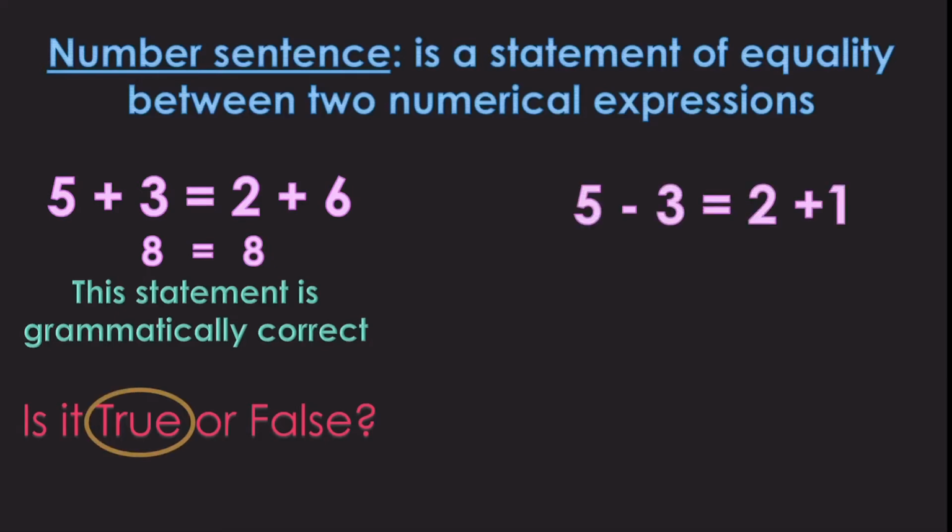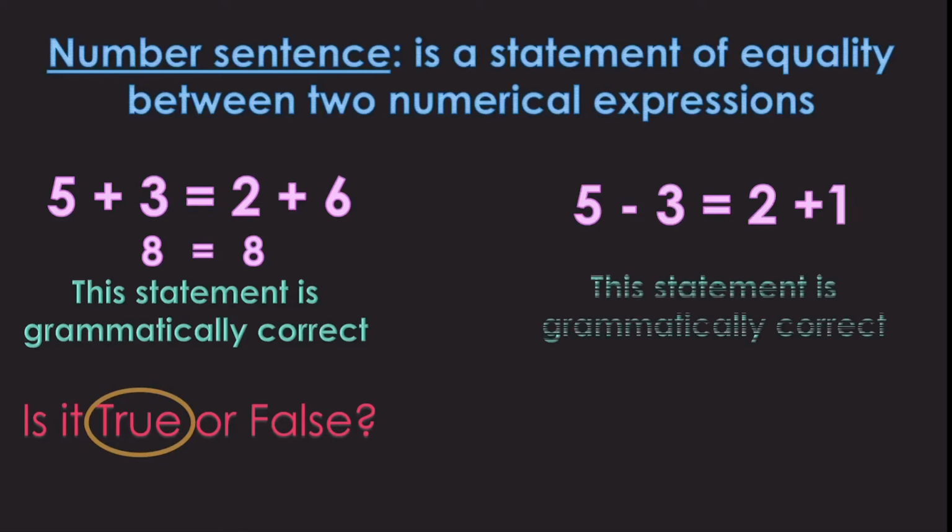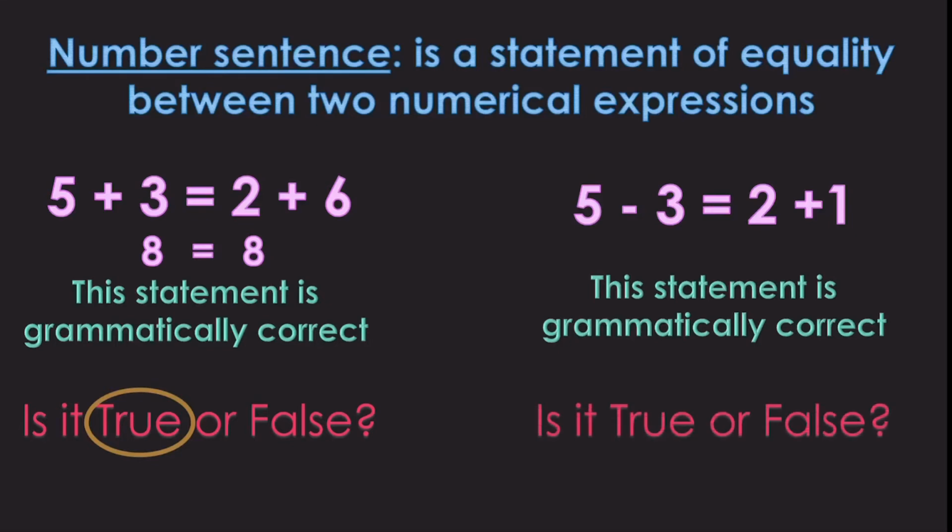Let's look at this one. 5 minus 3 equals 2 plus 1. It's grammatically correct. 5 minus 3 equals 2 plus 1. That's the way you read it. That's perfect. But is it true or false? You've got to go work it out. 5 minus 3 is 2. 2 plus 1 is 3. Therefore, they're not equal. Do you notice the sign I wrote? You need to state that. Therefore, this statement is false.